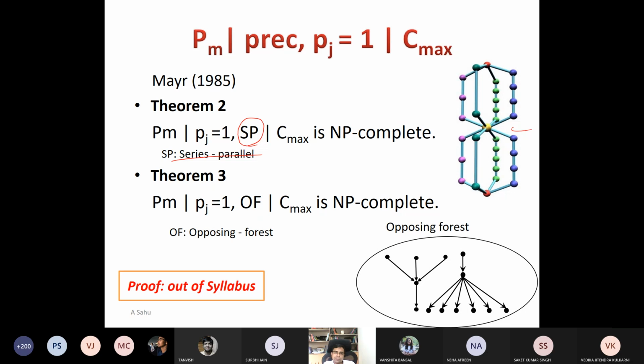For series parallel graphs also it is NP complete. For opposing forest also it is an NP complete problem. So the general DAG, the specialized versions of DAG, that is series parallel, and opposing forest are NP complete problems. Again, the proof is out of syllabus. I'm not doing the proof, but at least we should understand what a series parallel graph is and what an opposing forest is. I have defined tree.